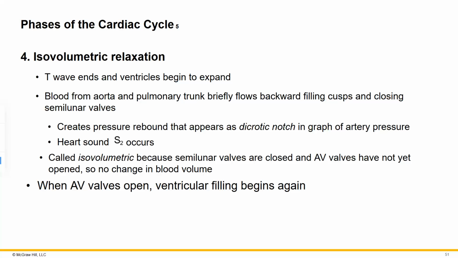Isovolumetric relaxation: the T wave ends and the ventricles begin to expand. Blood from the aorta and pulmonary trunk briefly flows backward, filling the cusps and closing the semilunar valves, creating a pressure rebound that appears as the dicrotic notch in the graph of the artery pressure. The heart sound S2 occurs as blood is prevented from flowing back into the heart. So that's the closing of those semilunar valves. It's called isovolumetric because semilunar valves are closed and the AV valves have not yet opened, so no change in blood volume. When the AV valves open, ventricular filling begins again.